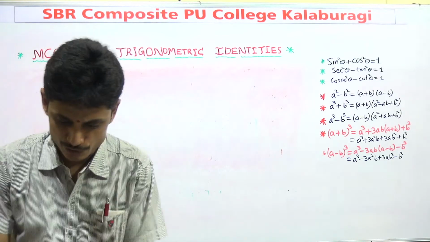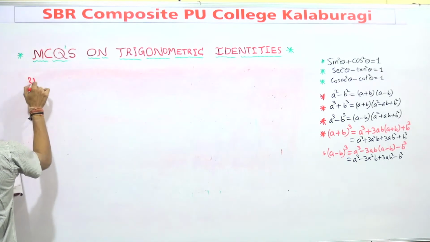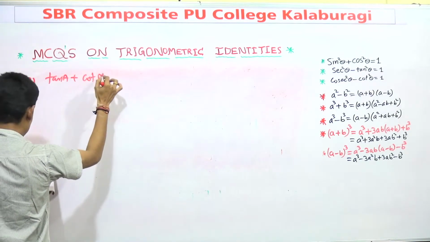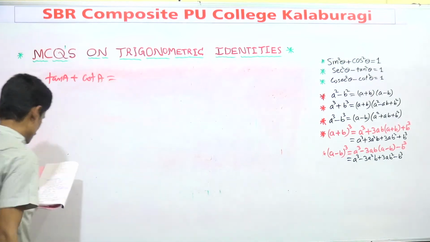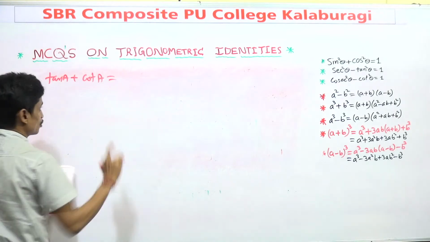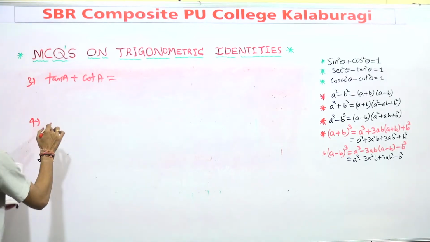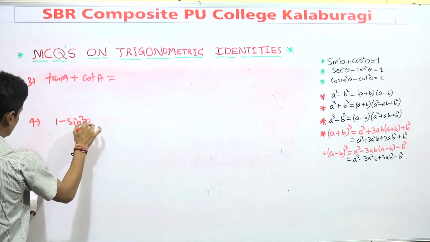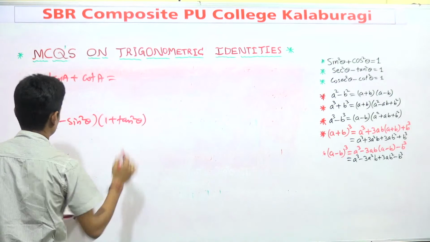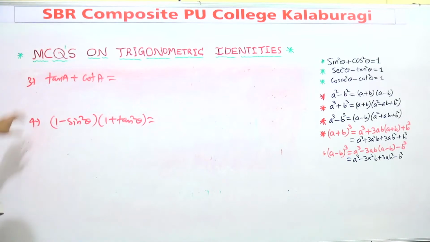Now simultaneously you have to take 2-3 problems. I write 2 questions on the board. The third one is tan A plus cot A. This is one of the most standard results. In many cases it will be applicable. Tan A plus cot A equals, in only one step you should convert. That is how options appear in the exam. And this one is 1 minus sin square theta into 1 plus tan square theta equals what? How to answer this orally?